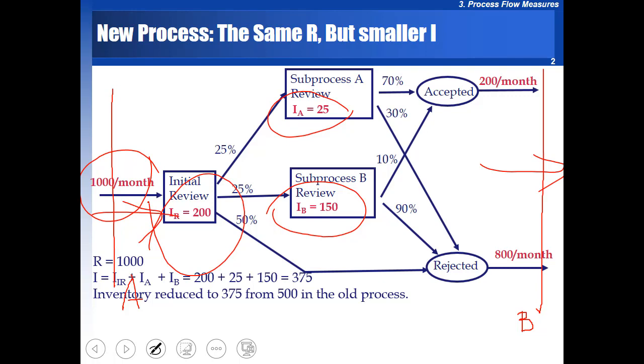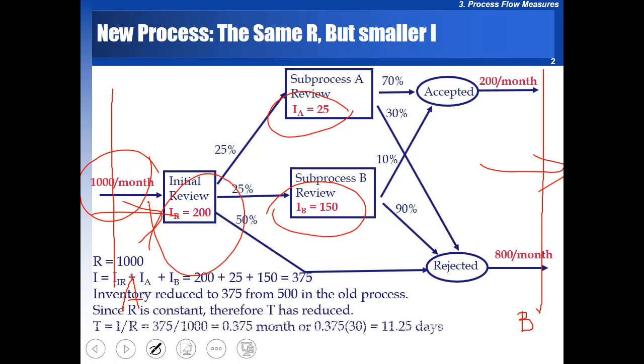Therefore, even without computation, we can say that the flow time in the new system is lower than the flow time in the previous system, because R is the same for both of them, and I is smaller in the second alternative, right? However, if you want to go through computations, it is quite simple. 375 divided by 1,000 is 0.375 month, and if I assume that a month is 30 days, if I multiply it, that is 11.25 days. So flow time was reduced from 15 to 11.25.